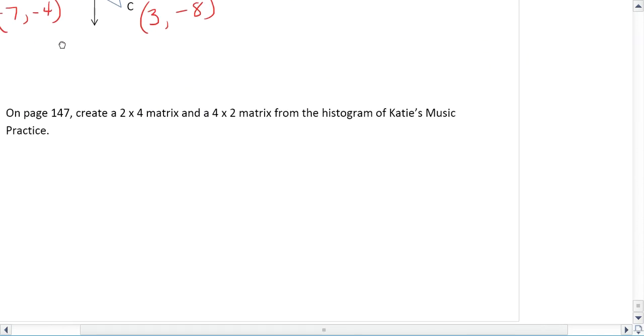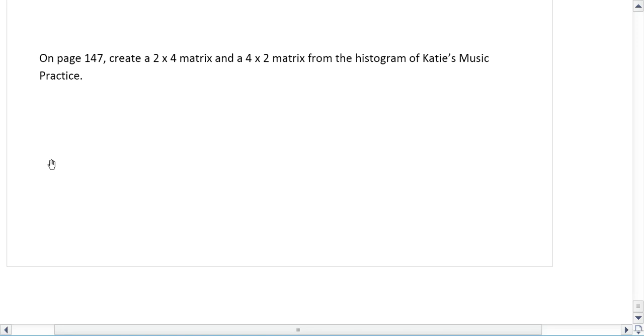Today we're just interested in learning how to set up these matrices, and very soon we'll be doing things with them. All right, this last example has us creating two different matrices from the histogram that's in your book on page 147. If you look at that histogram on the bottom of 147, it's a graph of how much she practices her music during the 2 months. January is shown in the navy blue, February is shown in red, and it shows the 4 weeks in those months.